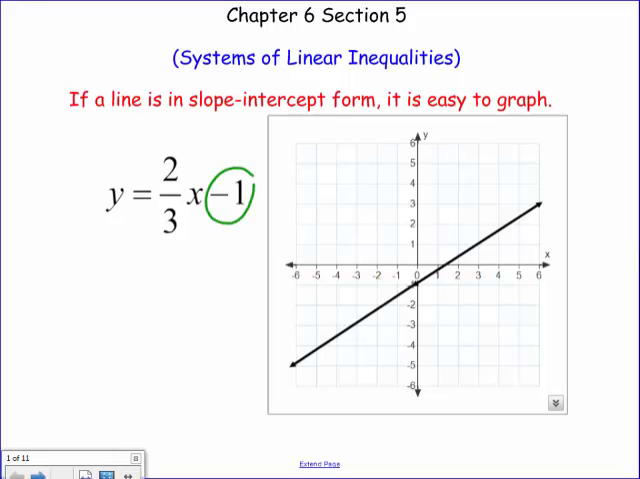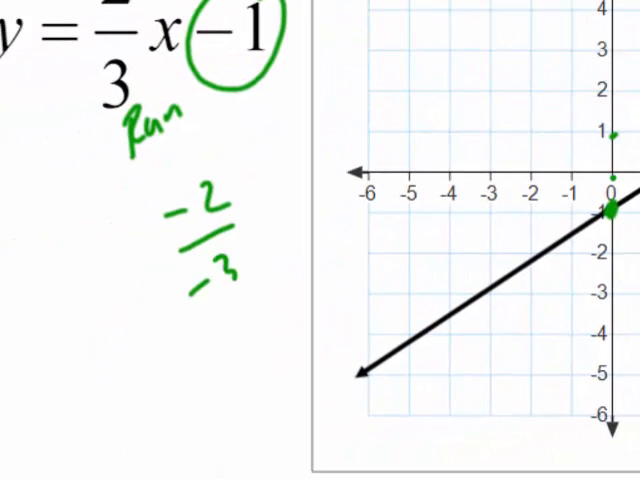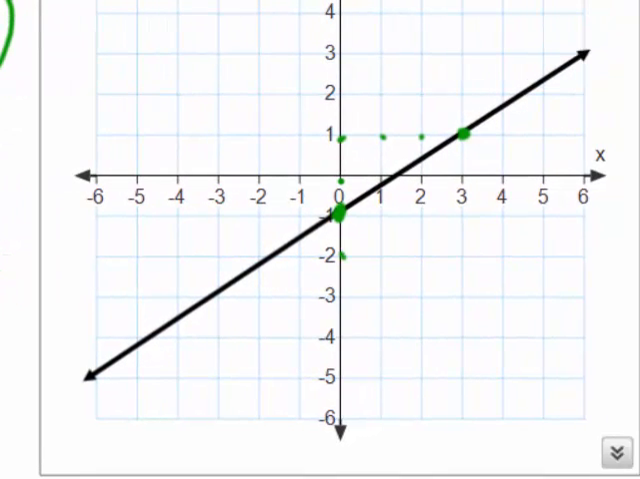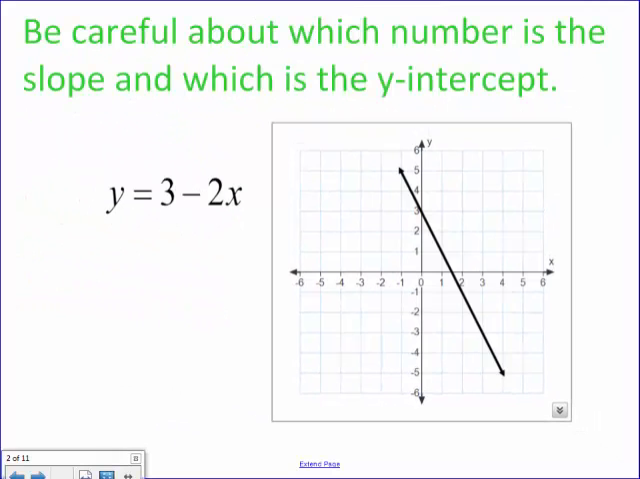Like in this case, I can graph the y-intercept at -1. Then I can use the slope from -1. Remember, I got a rise of 2 and a run of 3, rise over run. So up 2, right 3. And there's a point. Remember, I could also go down 2 and left 3, because that's also a positive 2/3. So down 2 and left 3, and there we go. I got a line. Okay, so just remember, if it's slope-intercept form, nice and easy to graph.